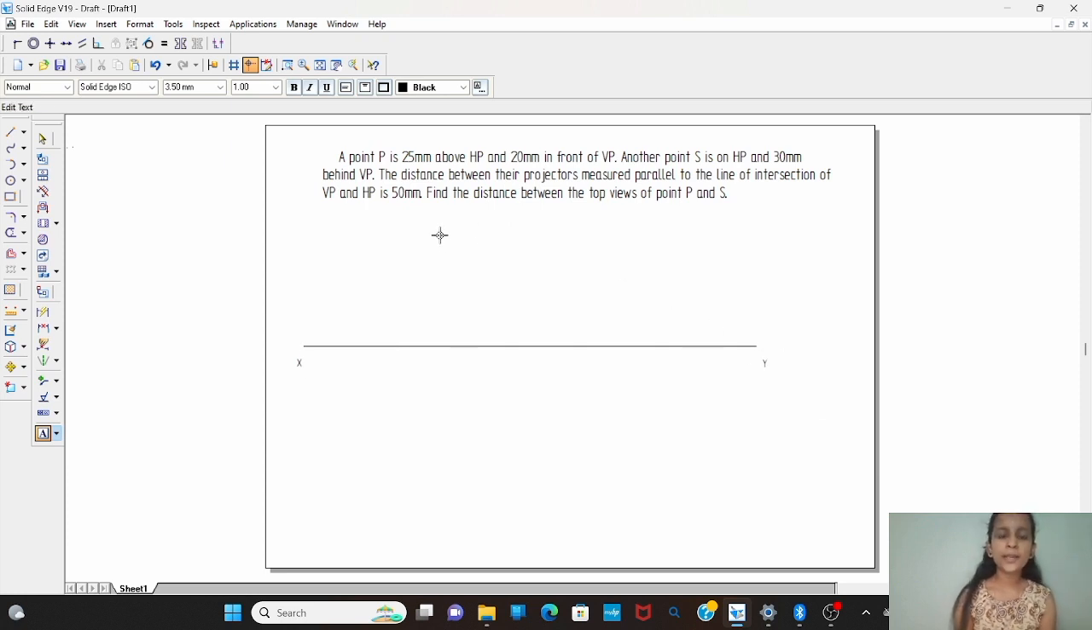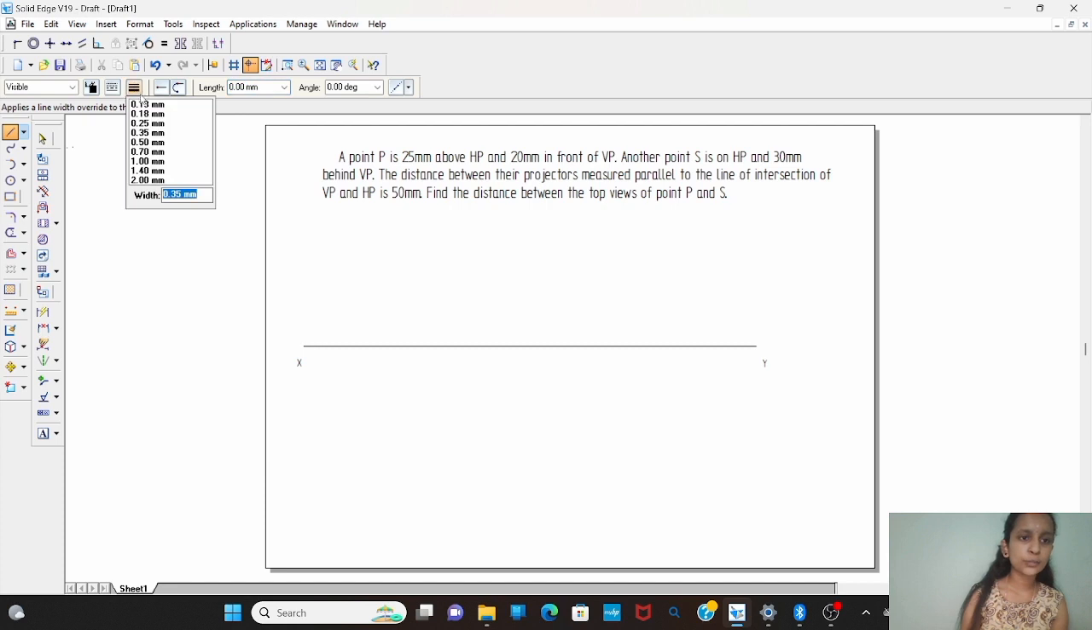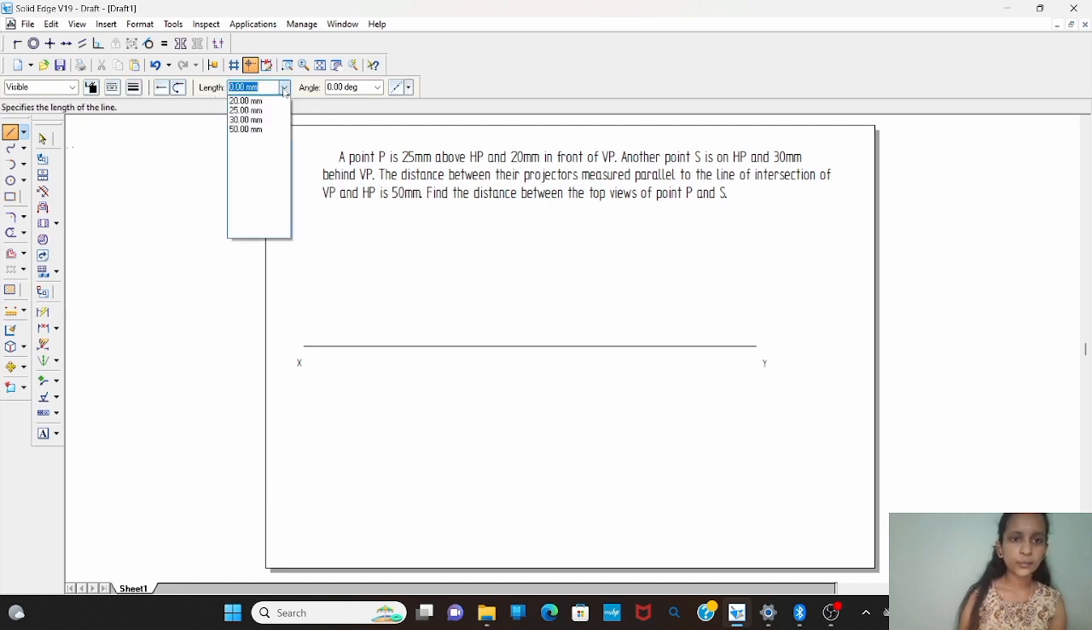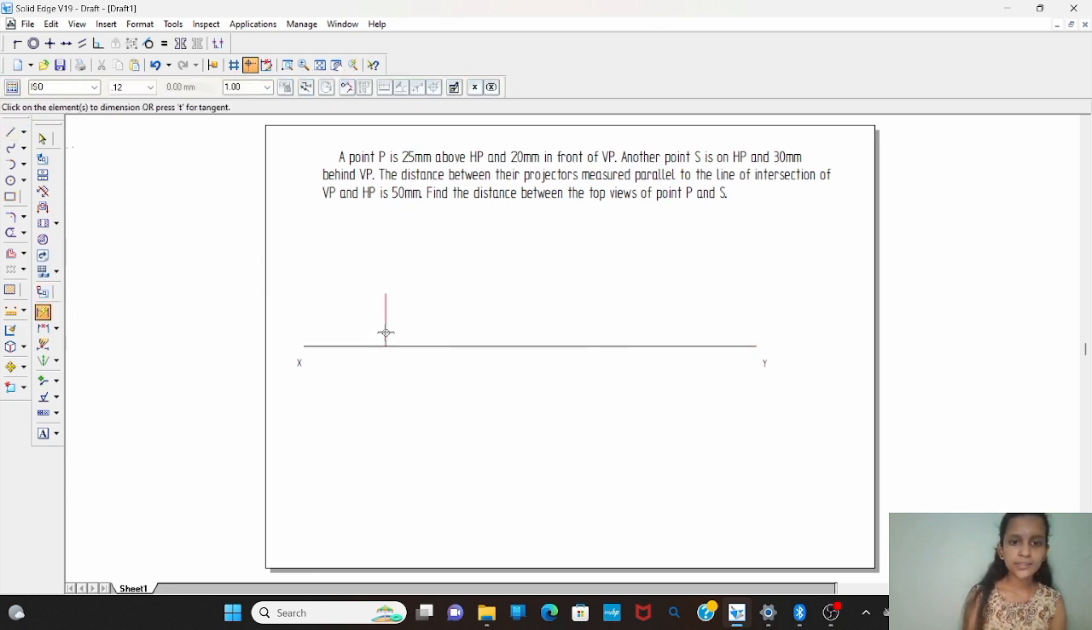They have given that point P is 25 mm above HP and 20 mm in front of VP. Above HP and in front of VP is the condition for the first quadrant. In the first quadrant, the front view of a point lies above the XY line and the top view lies below the XY line. Select the line option of thickness 0.13 mm, of length 25 mm, and the angle is plus 90 degrees. Place it on the XY line. Move to smart dimension, measure its distance, and it should be 25 mm.